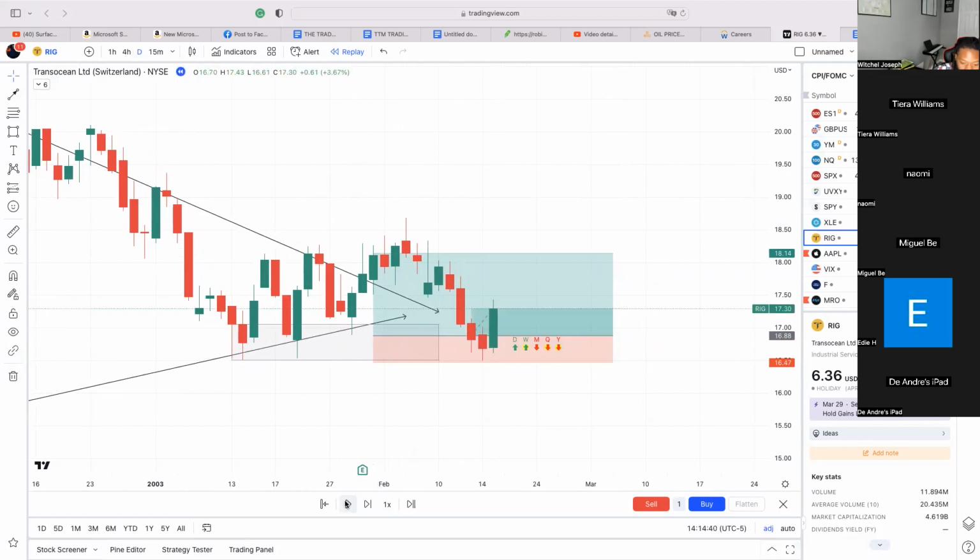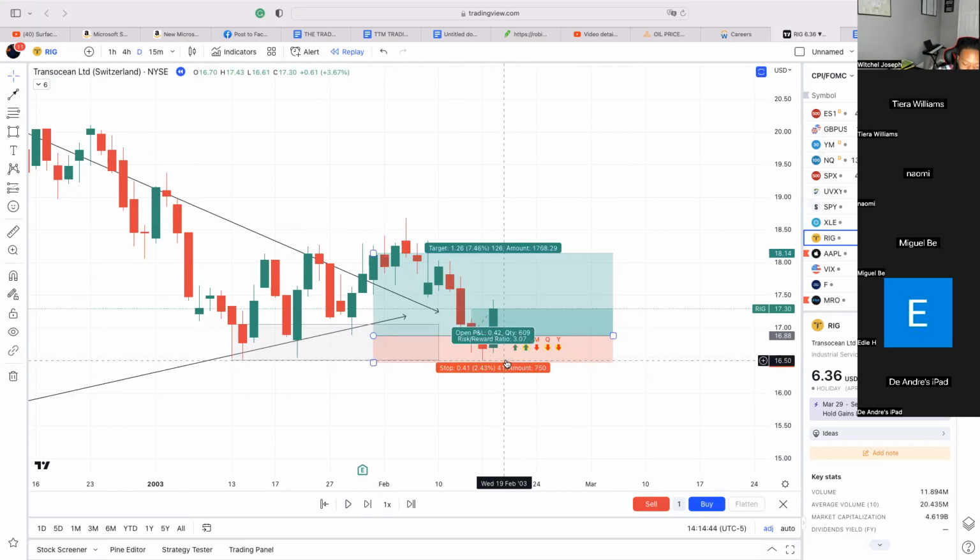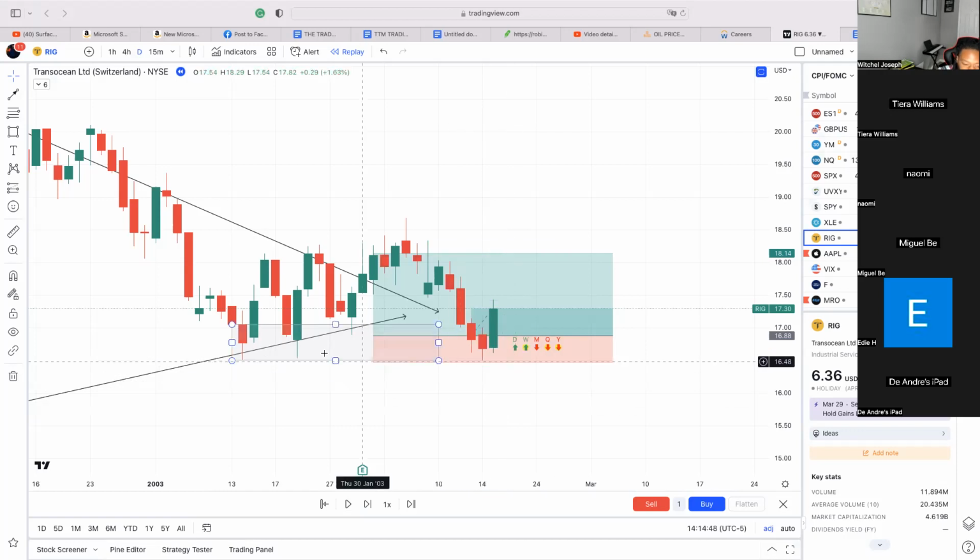Look at how close it came to me losing this trade. And the only reason why is because of this box that told me this is the line in the sand. So I managed to put the stop loss a little bit underneath that. So now let's see how this plays out.